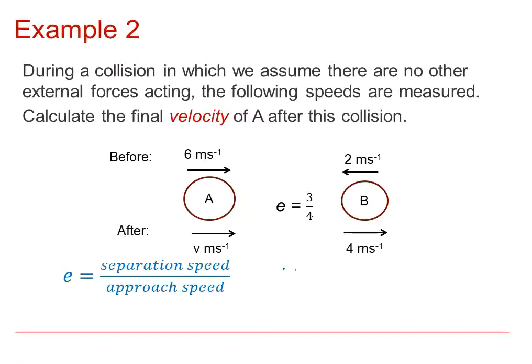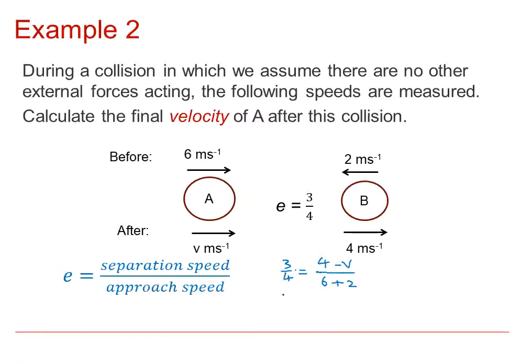So applying Newton's law of restitution, we have e, given as 3/4, equals the separation speed. Now if B is moving to the right at 4 meters per second and A is moving to the right at v meters per second, v must be less than 4. A cannot be travelling faster than B if they're both travelling to the right. So the speed of separation is the bigger 4, take away the smaller v. The approach speed, if they're travelling towards each other, that's a high relative speed that they're travelling at towards each other, so their approach speed is 6 plus 2.